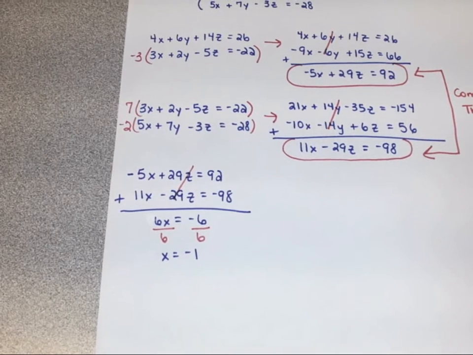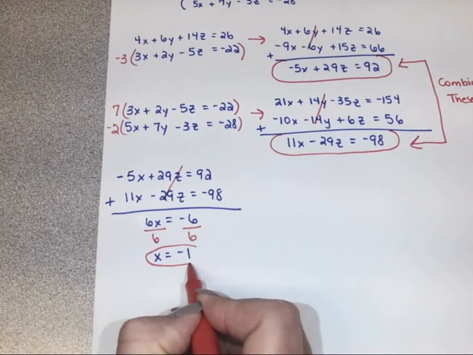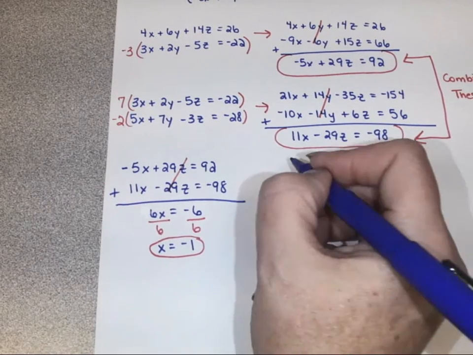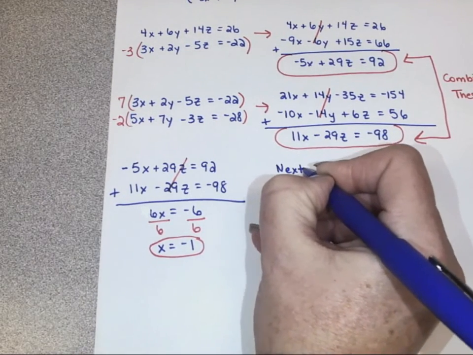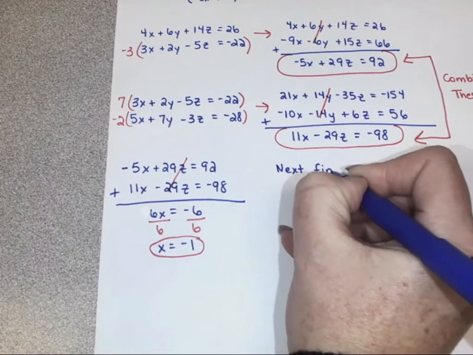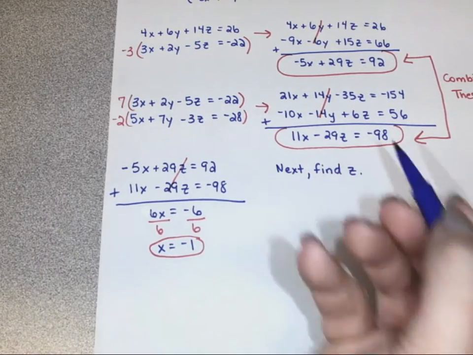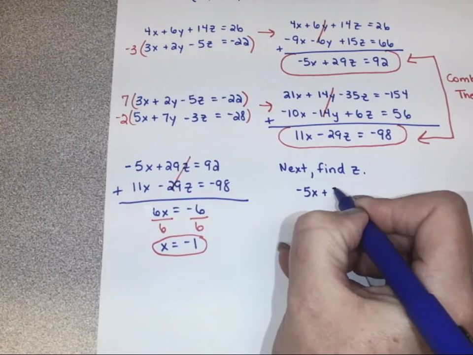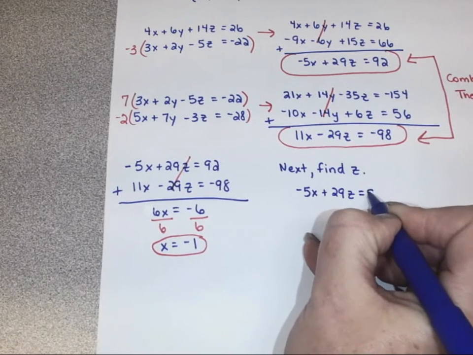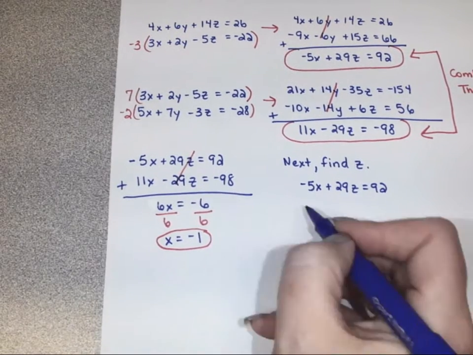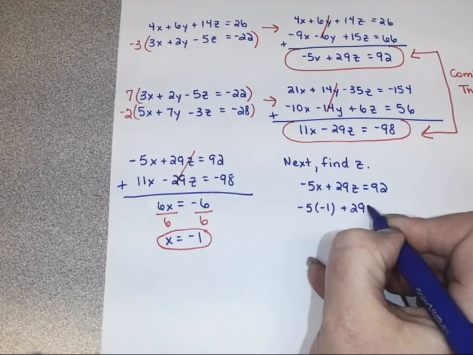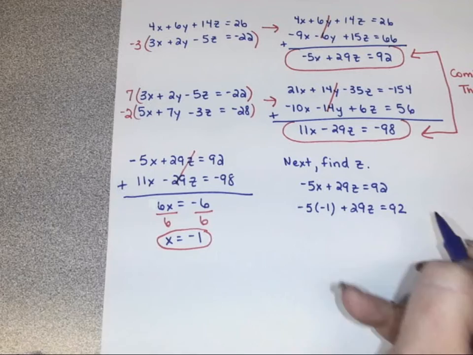So we've got x equals negative 1. That's a third of the answer. We just need to find y and z. Okay. So the next thing is we're going to find z, because I have an equation with just x and z in them. So I'm going to use this one maybe. But it doesn't matter which one I use because remember it's supposed to work for both. So plug in negative 1 for x. And then see if you can figure out what z is.